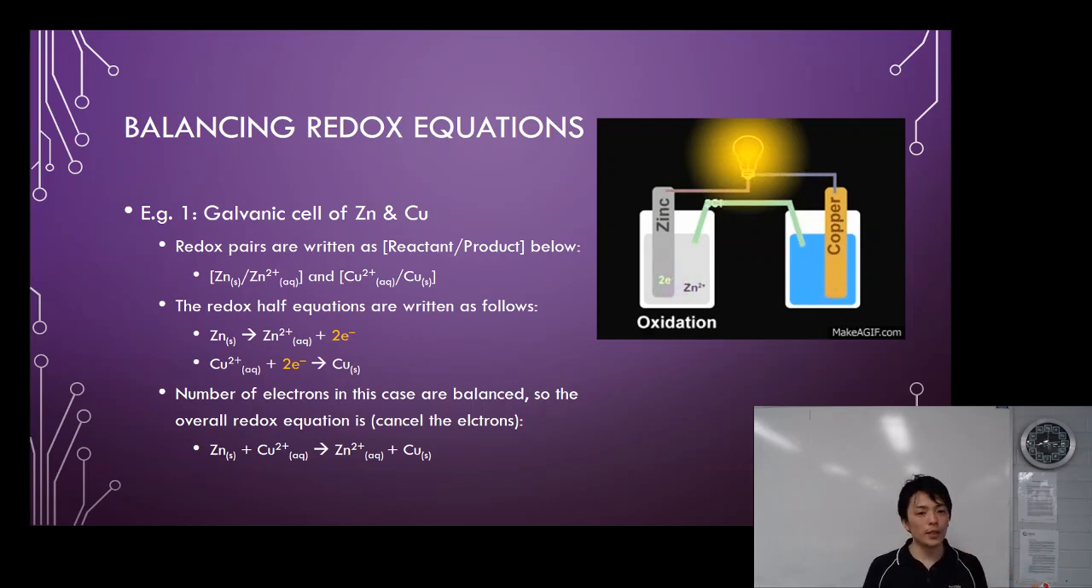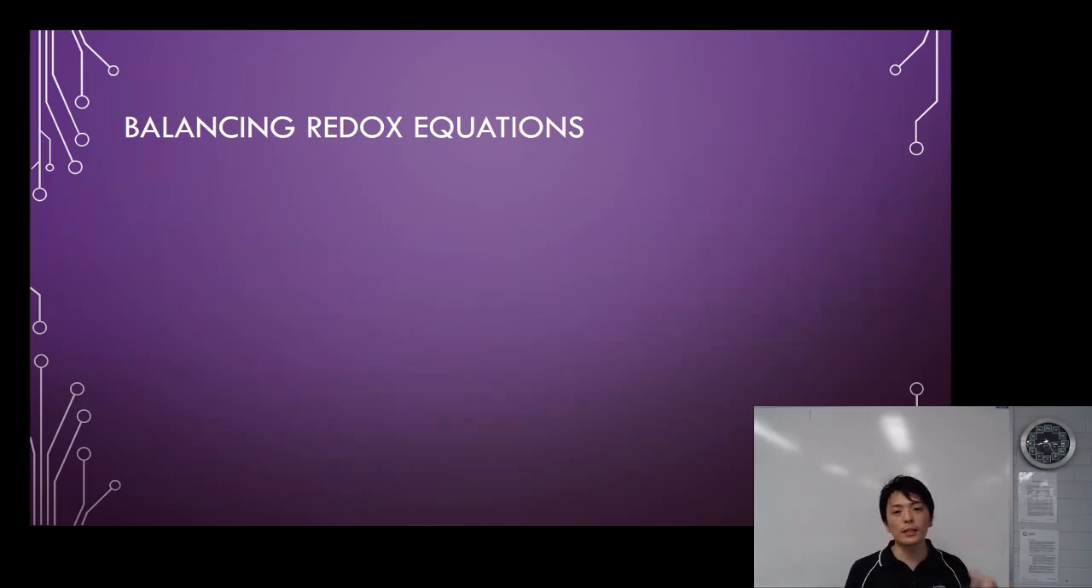Now, if the electrons weren't balanced, if you are using some other element, say lithium instead of zinc, that would be releasing 1 electron per atom of lithium. So you would have to multiply the whole oxidation half equation by 2 before combining, so that you can balance the number of electrons involved.